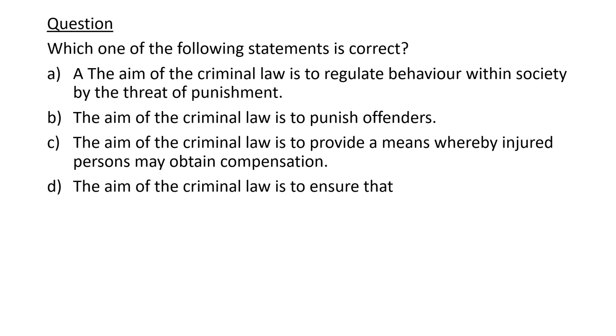We have just studied criminal law. Which definition suits criminal law the most? It is A, the aim of criminal law is to regulate behavior within society by the threat of punishment. As I told you, there are certain types of actions that are allowed, and certain types of actions that are not allowed for the public to do. If the public are involved in behavior or actions that the law has prohibited, they will be treated according to criminal law. The aim of criminal law is to regulate behavior within society by the threat of punishment.